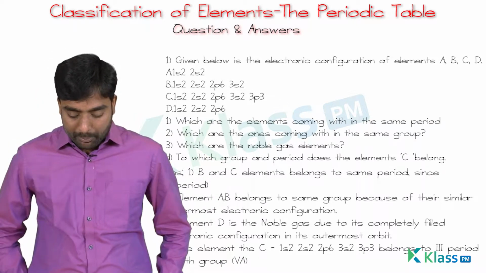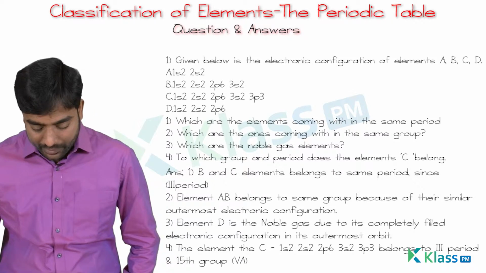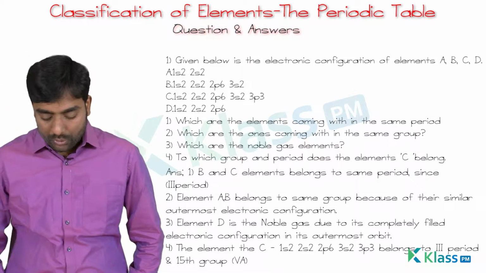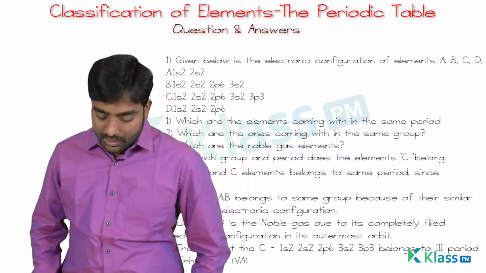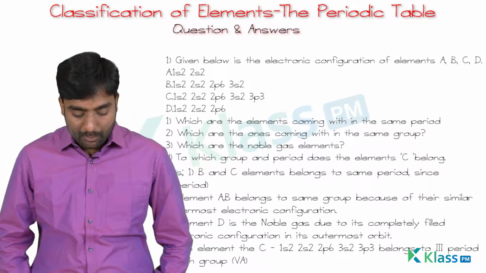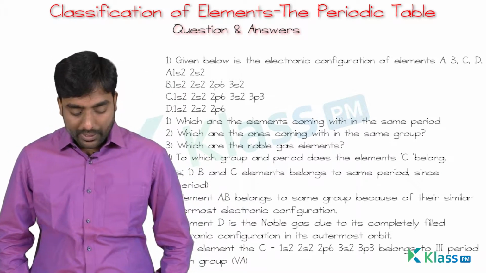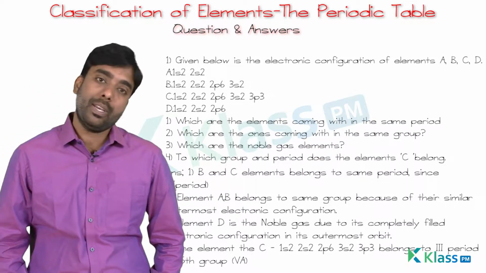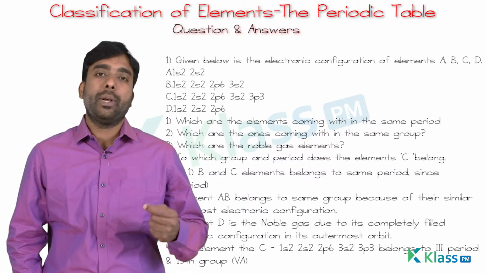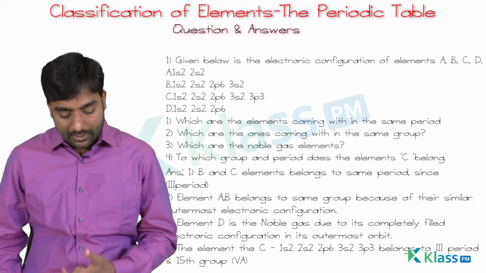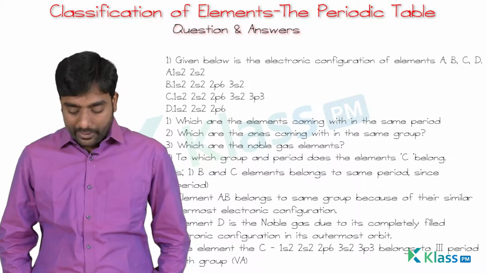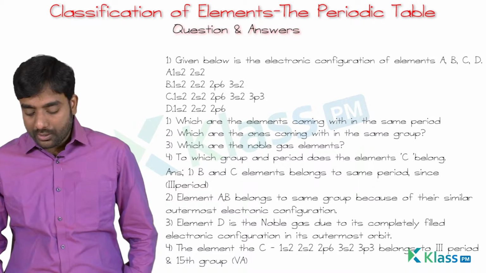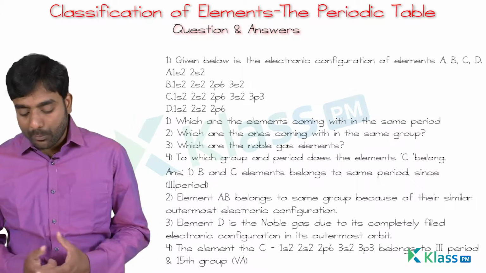Both B and C have n equal to 3. That's why B and C belong to the same period, that is magnesium and phosphorus come within the same period because their n value is the same. So which period do they belong to? That is the third period. Next, second question, which are the ones coming within the same group?